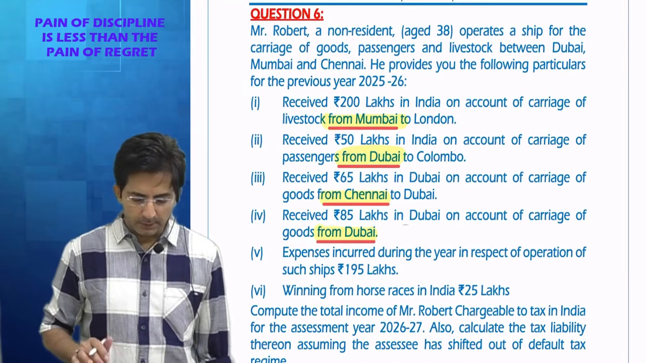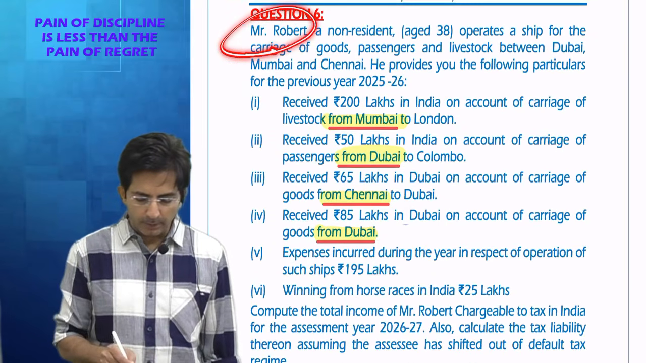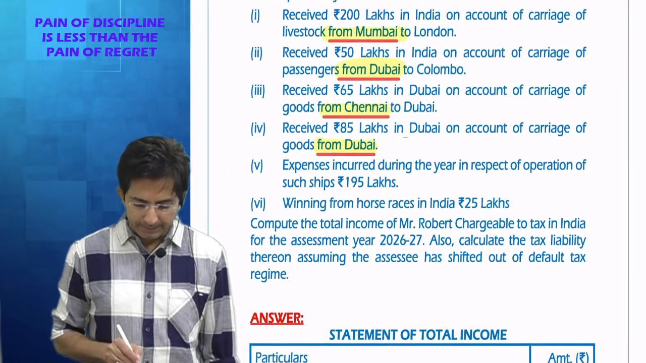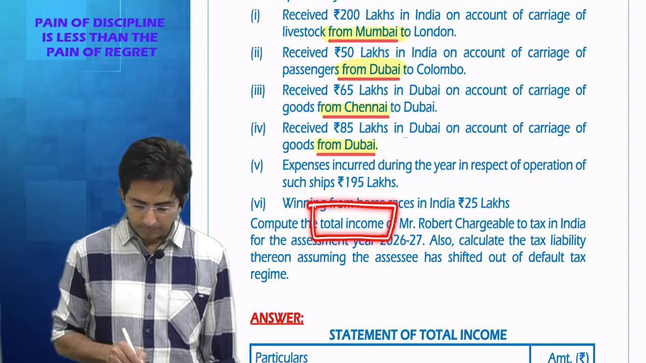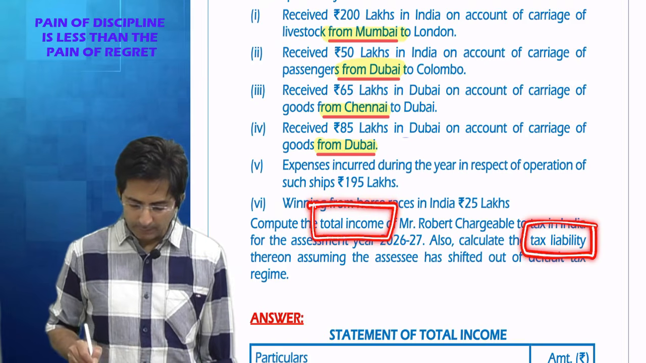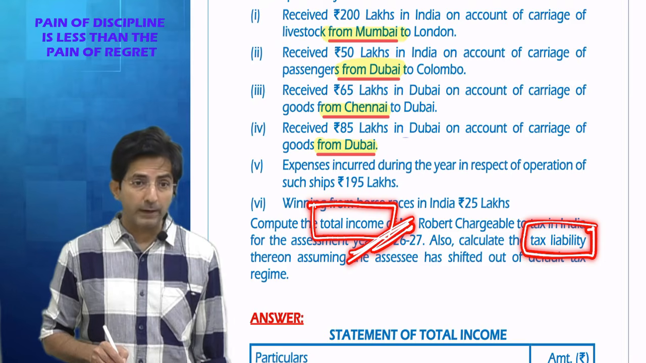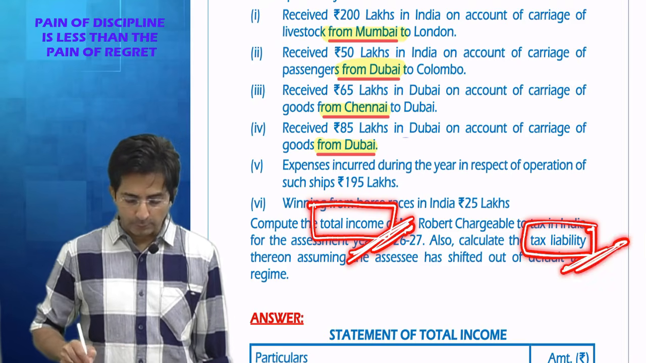So see, in this question, there is one person, Mr. Robert, he is a non-resident, he is operating a ship. See, what is asked at the end? Compute his total income. And also calculate the tax liability. You have to calculate total income, means all 5 heads. Then calculate the tax also.